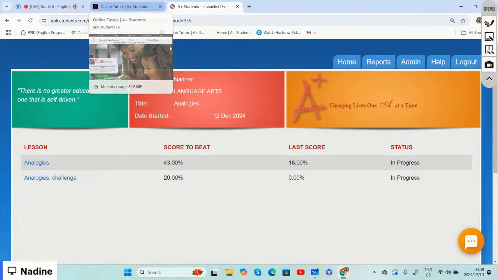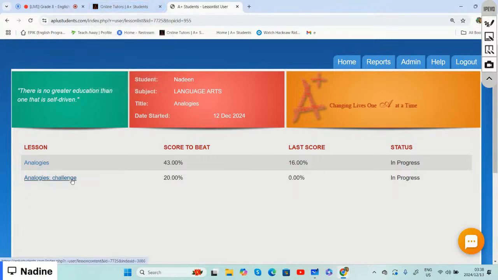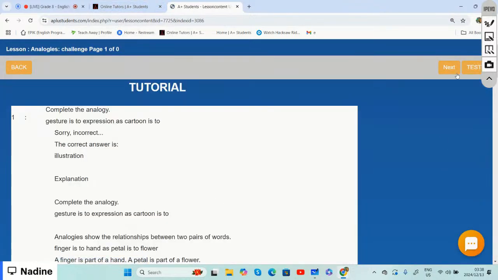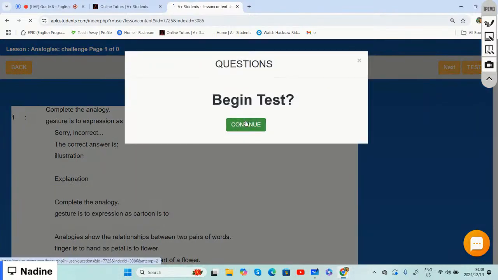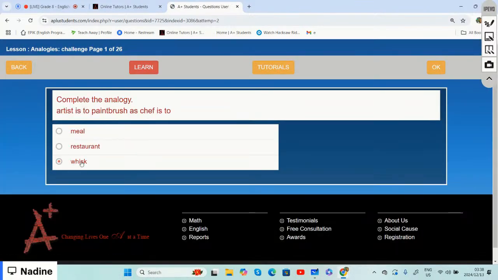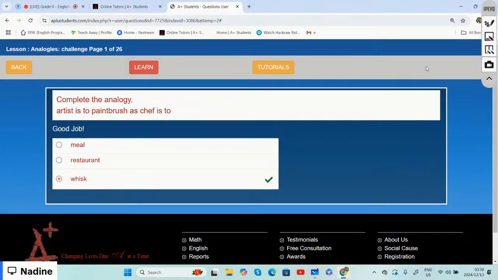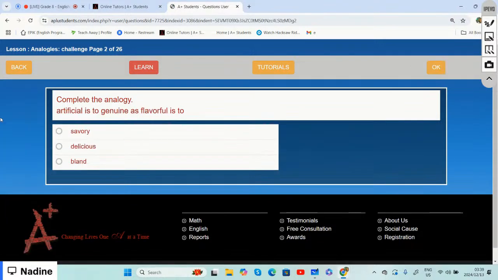All right, the next one. Where are we now? All right, so it was supposed to be a whisk. Sorry, that was my mistake. All right, so now we need to complete the analogy. Artificial is to genuine.